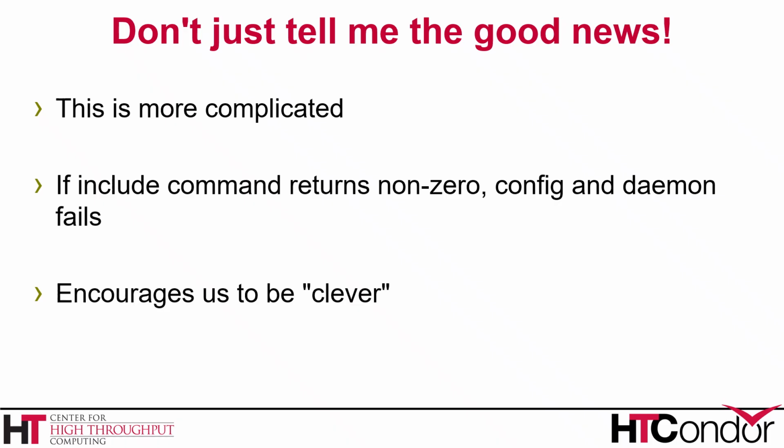So as we say, don't just tell me the good news. What are the downsides of this? Well, first of all, it is more complicated. There's kind of a lot going on here. And we have to always be careful when we run include command, because if that exits with non-zero, the daemon will not continue running. So we have to be very careful and make sure that this complicated set of git commands actually does exit 0 or always leaves the config in a secure, if not a safe place.